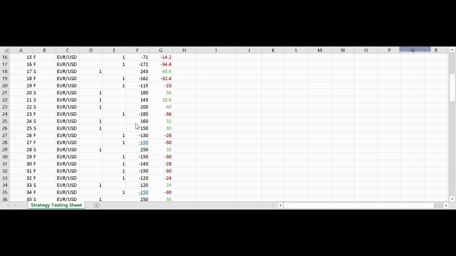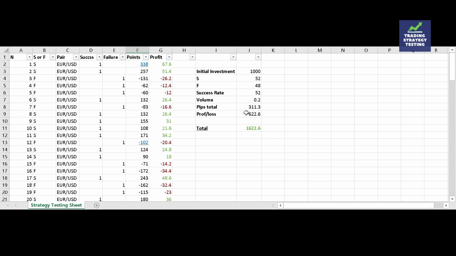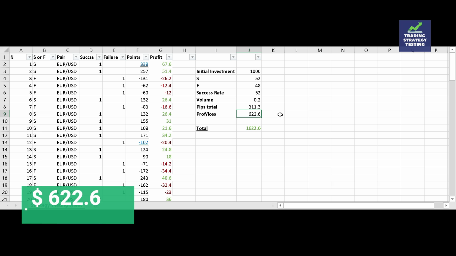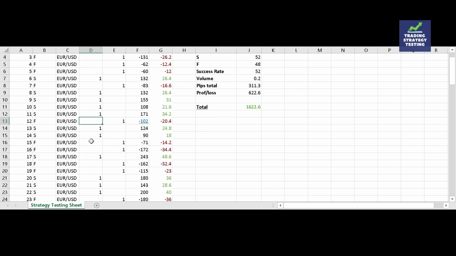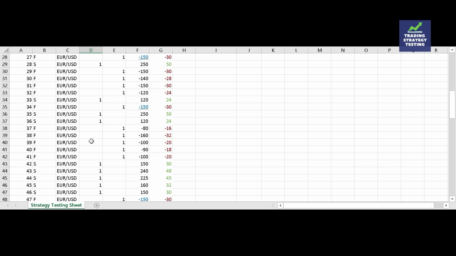It is now time to release the results of our experience. We have managed to make $622.6 as a profit and recorded a percentage of 52% success rate. We started our experience with $1,000 initial balance and ended up with $1,622.6. We can say that the strategy is successful if we apply a 1.5 risk to reward ratio.